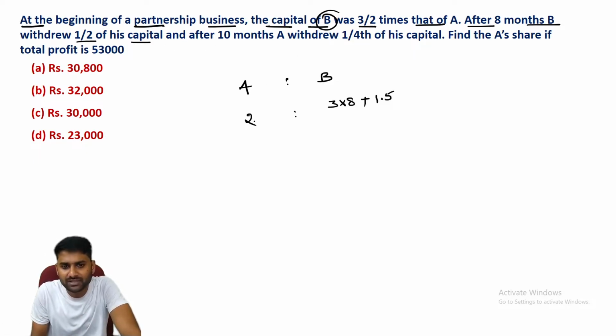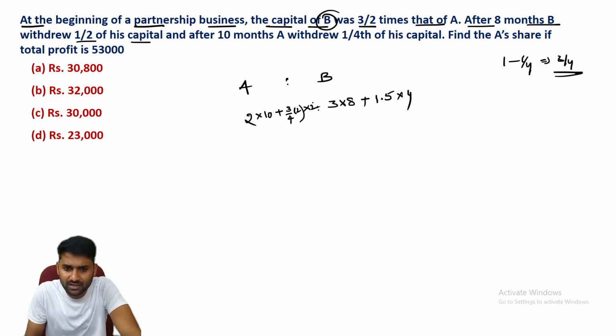Next one, after 10 months, A withdrew. For the first 10 months, A maintained 2 units and withdrew 1 by 4th of his capital. What is the meaning of 1 by 4th? The remaining amount: 1 minus 1 by 4 is exactly equal to 3 by 4. He continued with 3/4 of 2 units for the rest of the duration. What is the rest of the duration here? Exactly, the rest of the duration is 2 months.